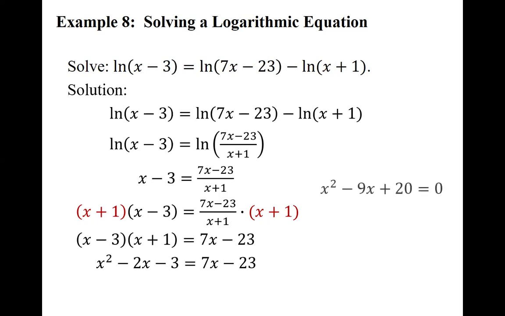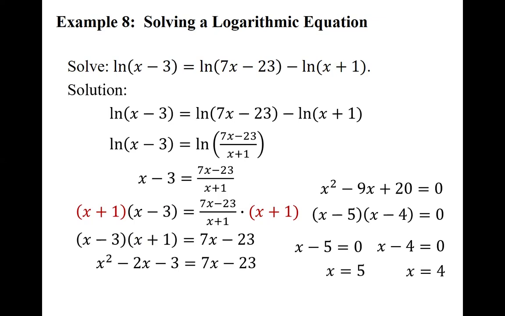Get everything on one side, 0 on the other. X squared minus 9x plus 20 equals 0. We can factor. We can solve. We get x equals 5 and x equals 4. We must check x equals 5 and x equals 4. Factoring, right?